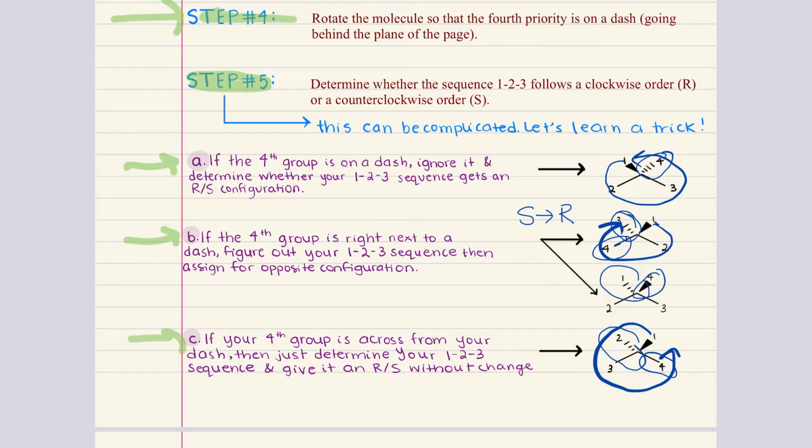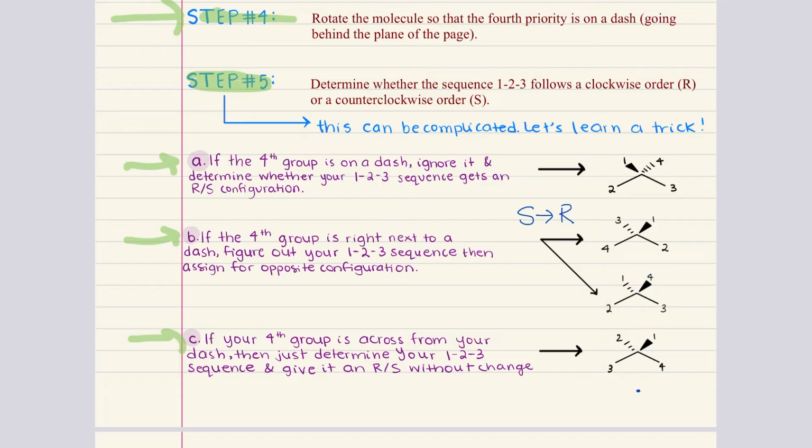So let me reiterate. There are 3 scenarios here. Your fourth group can already be on a dash. If your fourth group is already on a dash, you can ignore it. You can figure out your direction going from 1 to 2 to 3. And whether it is clockwise or counterclockwise, you can go ahead and assign it as R or S respectively.